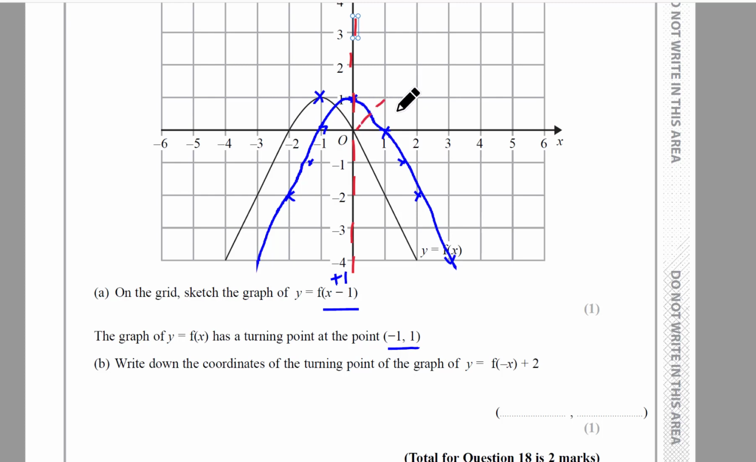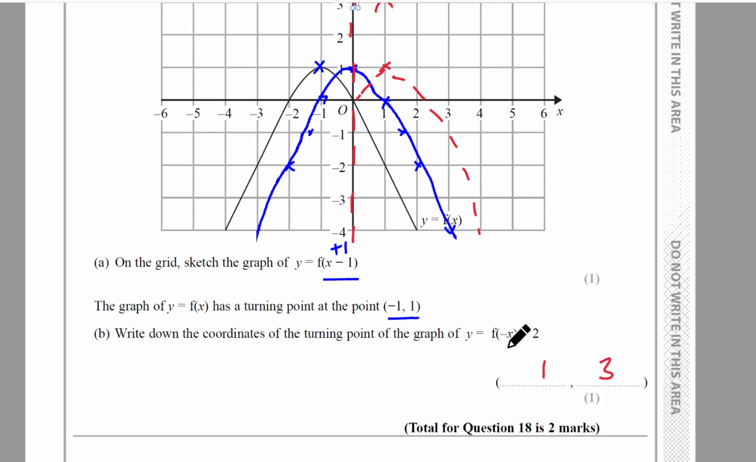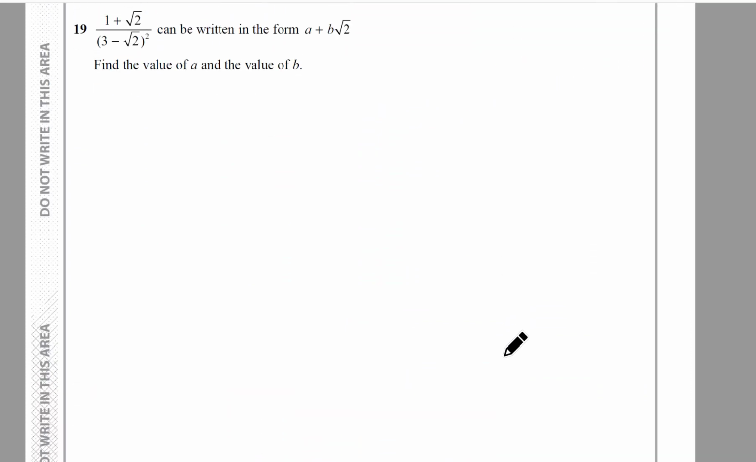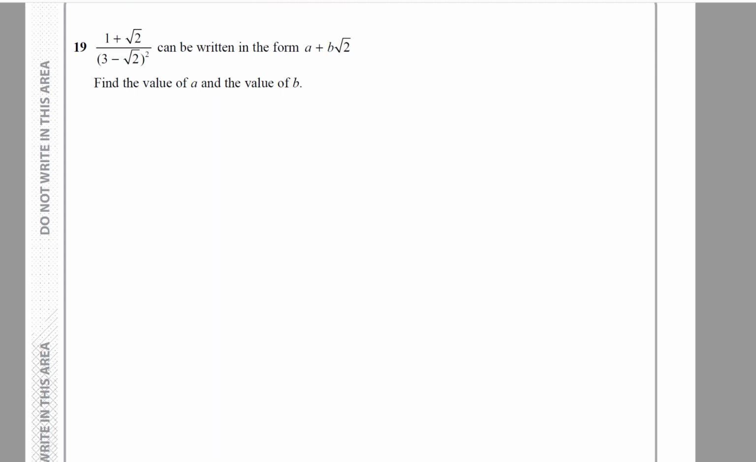Right, so that is going to be something like here, but that's the reflection on the y-axis, and it should be something like that, because that reflects that. But it's going to be plus 2 as well, so it's going to move up 2. So this whole thing is going to move up 2. So that's going to move up 2 here. So that answer should be 1, 3, and that will get you that mark. And you should be very good at that, hopefully.